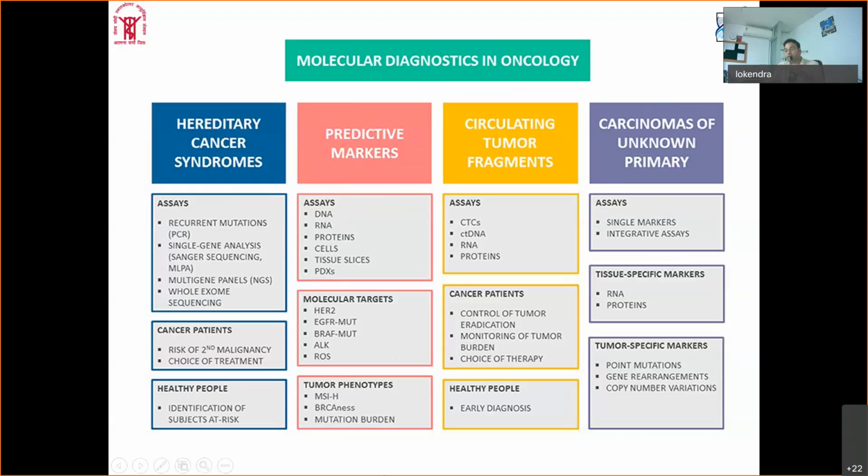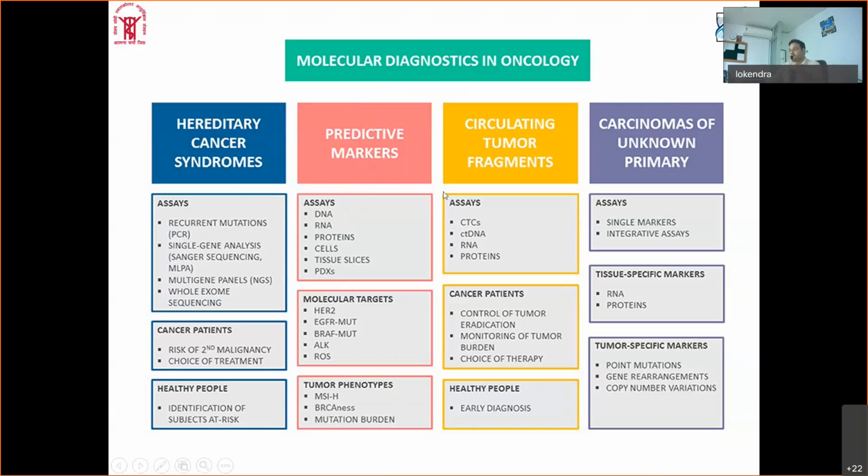Tumor phenotype, for example, microsatellite instability assays. This is generally used in the case of colorectal cancer. BRCAness, again, breast cancer, and mutation burden. So all these assays or all these methods are used as predictive markers. And to analyze these predictive markers, these different types of assays are used, which are dependent on various biomolecules.